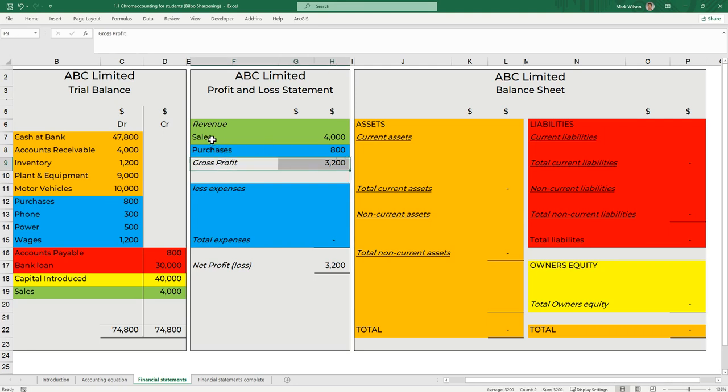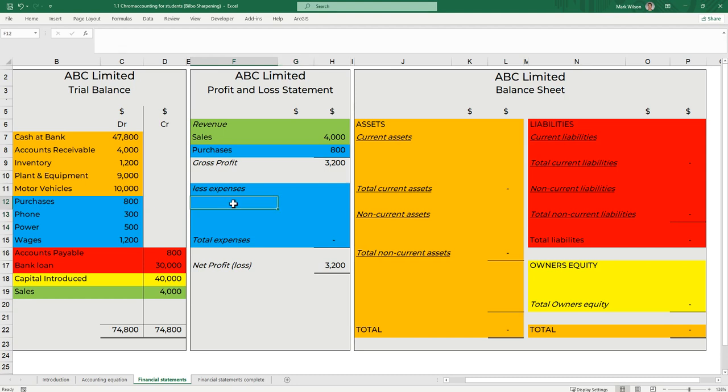The reason for this is I want to know how much money I've made from buying the product that I've sold, $800, to selling that product for $4,000. So I've made a gross profit here of $3,200. That $3,200 is enough to pay all of my expenses.